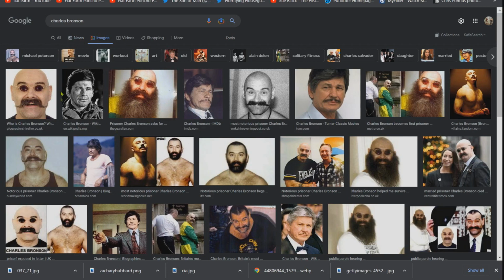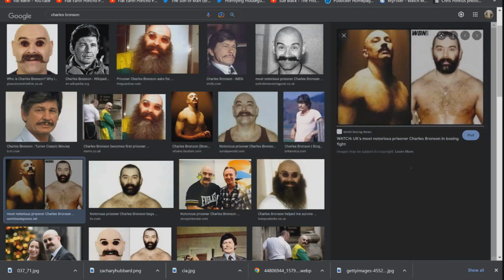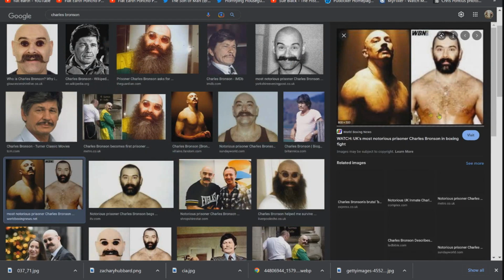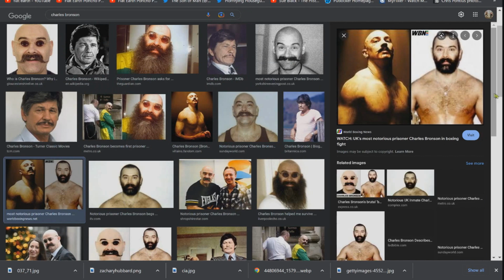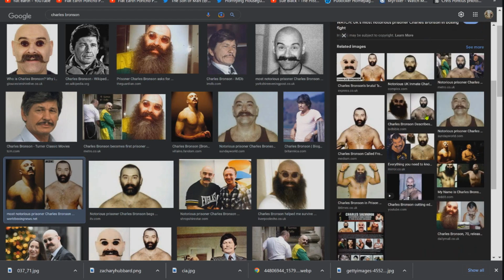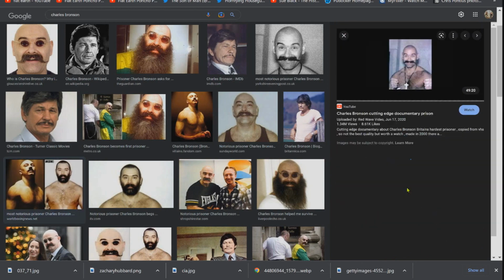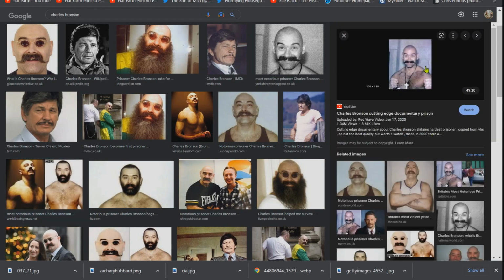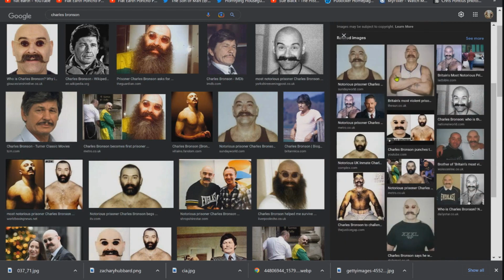Right. Charles Bronson, the famous inmate. We'll do them both, shall we? Charles seems to have some sloping shoulders and some close-set eyes. Charlie. No Adam's apple. Worst criminal in England. And you're looking like an FTM there. Looking like an FTM.